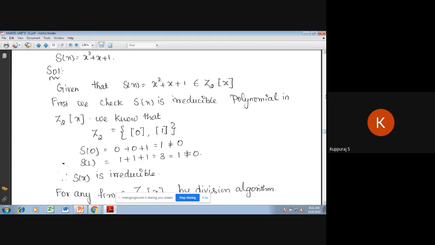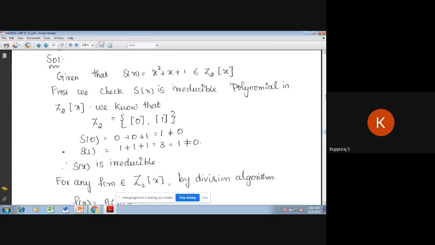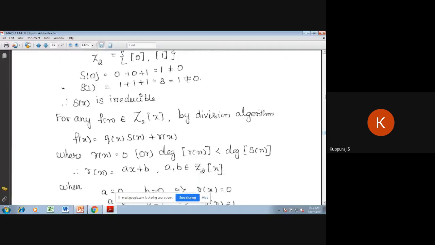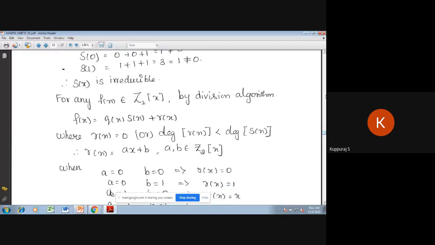Now putting x equal to 1, S of 1 is equal to 3. So 3 is equal to 1 mod 2, which is also not equal to 0. Therefore 1 is not the root of the given polynomial. Therefore S of x is not reducible, which means S of x is irreducible. So we have identified that the given polynomial is irreducible, and then we can proceed further.